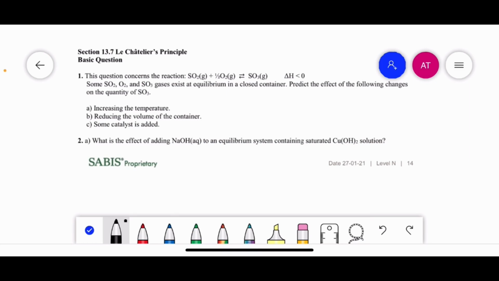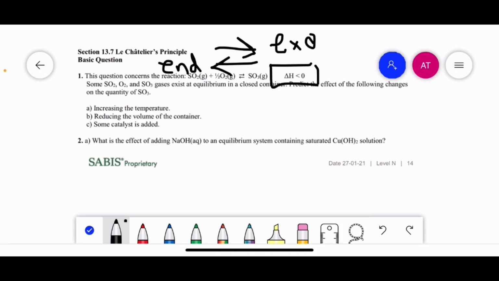Okay, so because delta H is less than 0, the forward reaction is exothermic and the backward is endothermic. So let me just write that down. Every time you increase the temperature, the reaction favors the endothermic side. That means that the backward reaction will proceed, meaning that the quantity of SO3 will decrease.